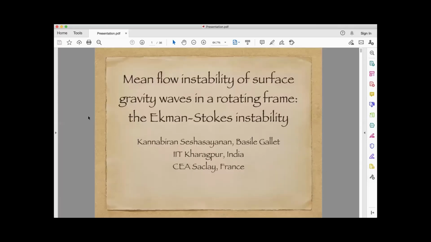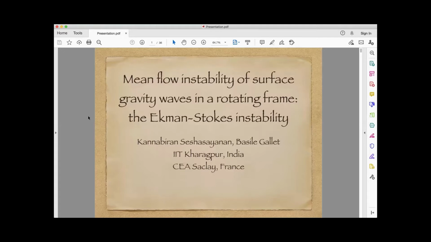So it's a great pleasure to have Kana. His name is long, no? Kannabiran Seshasayanan. So Kana did his BTech from IIT Madras, which is like another IIT for people like David to know. But in India, people know IIT Madras. In fact, yeah. So he did his BTech.